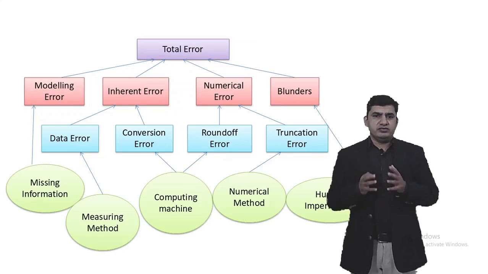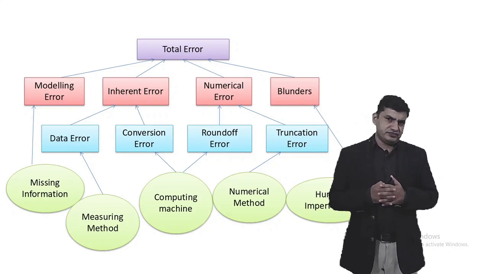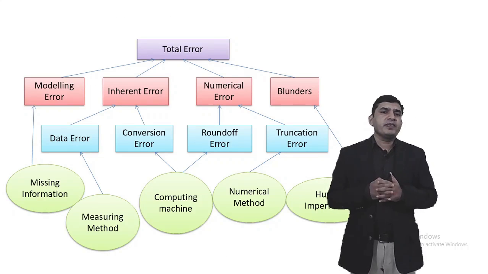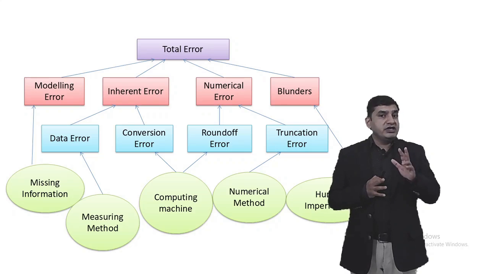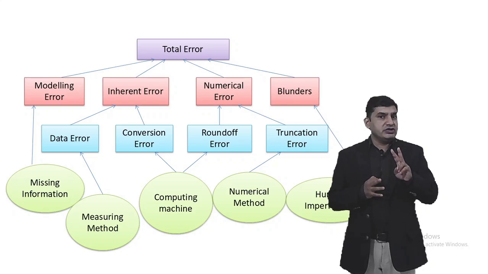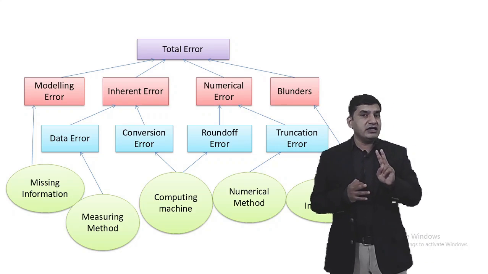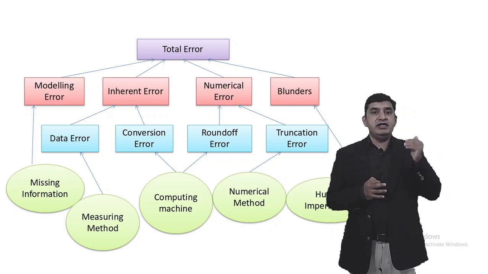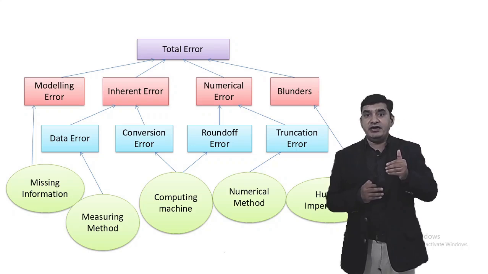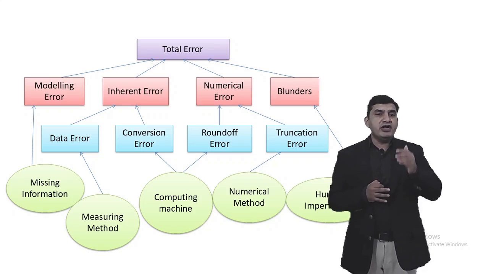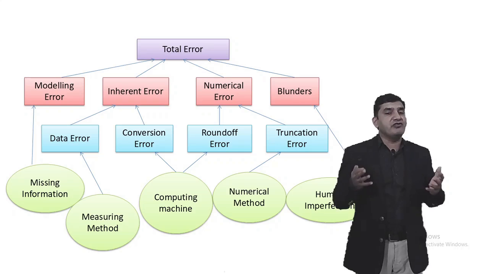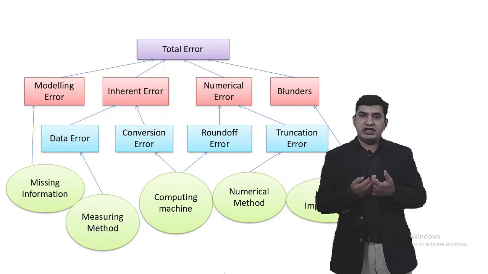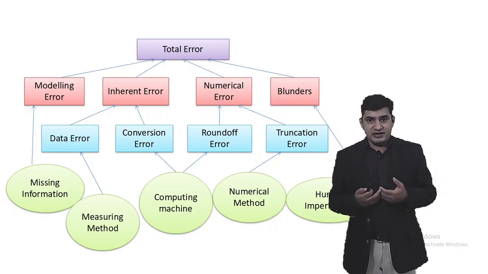Now, this is the flowchart which represents the total error. Generally, in this lecture we discuss two errors, that is inherent error and numerical error. But there is also modeling error and blunder. The modeling error is due to missing information. Some information is missing and therefore there is a modeling error. And there is a blunder.